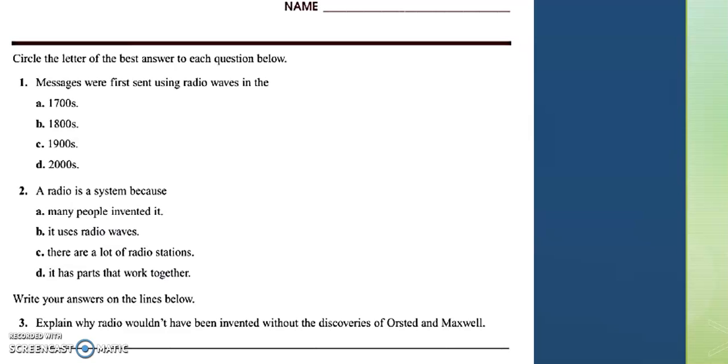A radio is a system because. Option A, many people invented it. It uses radio waves. There are a lot of radio stations. It has parts that work together. I think it's the letter D, right? Write your answer on the lines below.